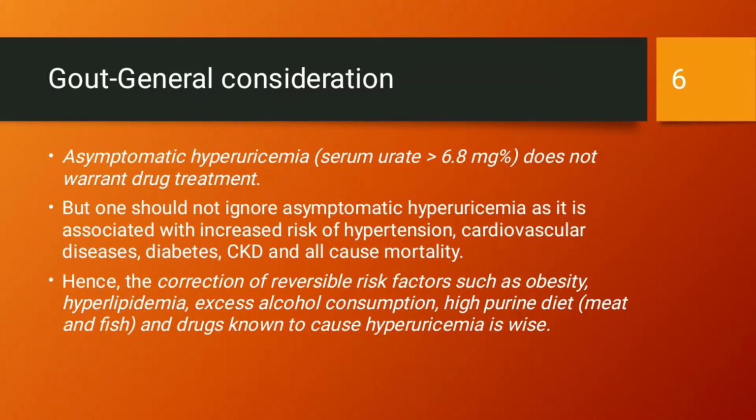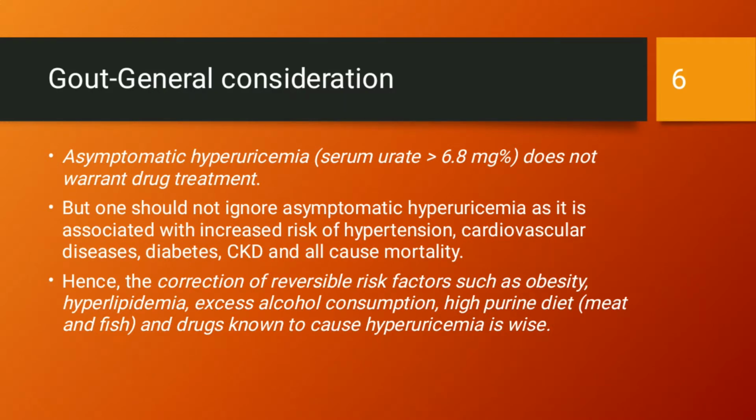Okay, but one should not ignore asymptomatic hyperuricemia, as it is associated with increased risk of hypertension, cardiovascular diseases, diabetes, CKD, that is chronic kidney disease, and all causes of mortality. So even though we are not giving any drugs for the treatment of asymptomatic patients, we need to be very careful, as increased uric acid levels in the body can create many problems such as cardiovascular disorder, kidney disorder, and can also lead to mortality, that is death.